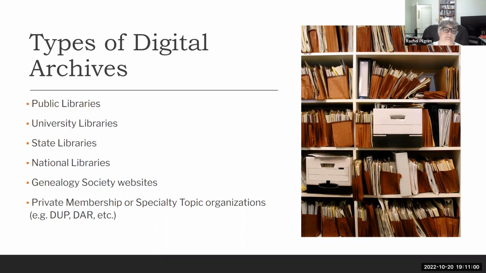use their collection. And along those same lines, private membership or specialty topic organizations: Daughters of the Utah Pioneers, Daughters of the American Revolution. There's a Pilgrim society out there that specializes in Mayflower Pilgrim information. Not that it relates to me, because my husband was not a pilgrim. He came from Wales, in fact. But they have some digitized collections as well. So you really want to think about the type of material you're looking for, and then start trying some of these archives to find it.